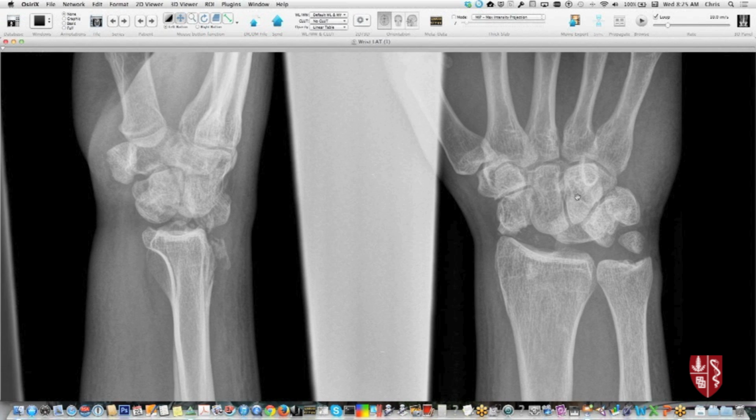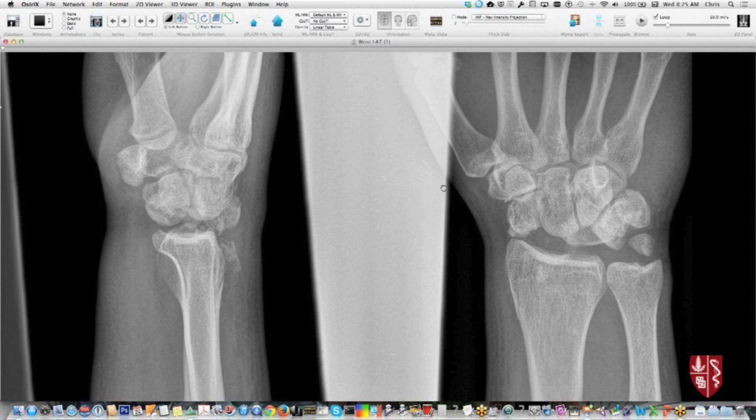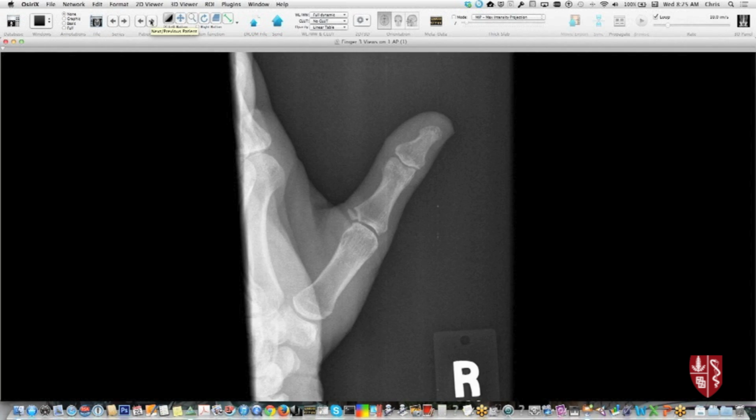Basically, it may be really difficult to know what's what or where things are, and these are almost always going to get CT scans. But you can tell this is a carpal fracture dislocation pattern and clearly needs more workup and attention by hand surgery.